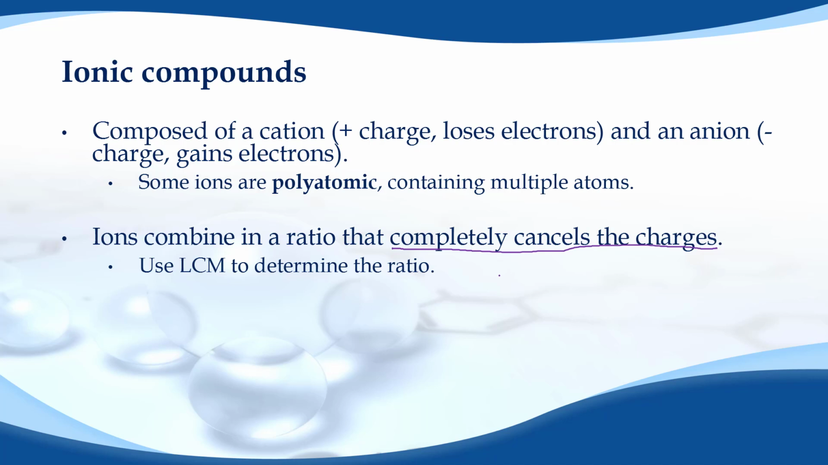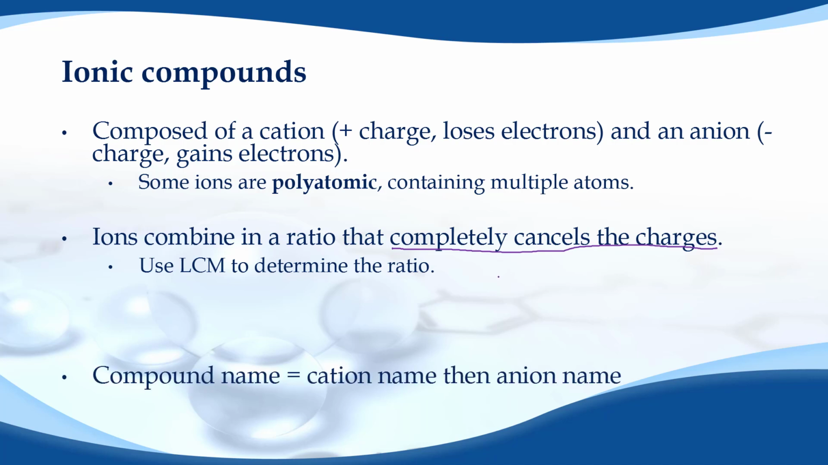Naming ionic compounds is really easy. All you do is you take the name of the cation, which remember is usually just the name of the metal. That goes first, and then after that you have the name of the anion, which will usually either be the name of the nonmetal ending in -ide, so that would be your chloride, your iodide, your sulfide, or it will be a polyatomic ion, which will end in -ate or -ite.